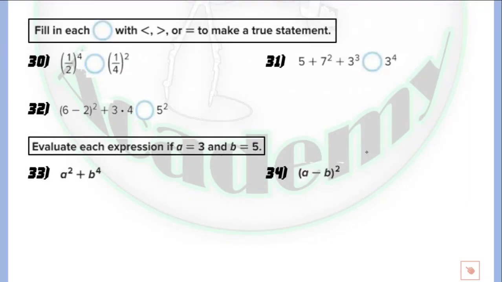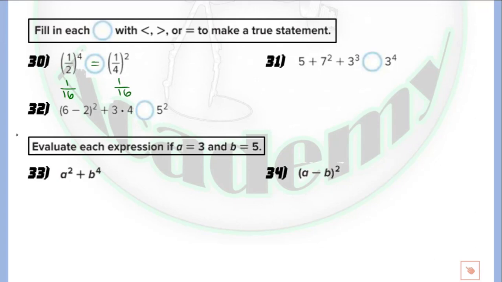In this part of the lesson, we need to compare between the two quantities. In question number 30, we have 1 over 2 raised to the power 4 and 1 over 4 raised to the power 2. At first, we need to evaluate each expression. 1 over 2 to the power 4, by multiplying, you will find that the answer will be equal to 1 over 16. And 1 over 4 raised to the power 2, by multiplying, you will find that the answer is 1 over 16. You will find that both of them are equal.